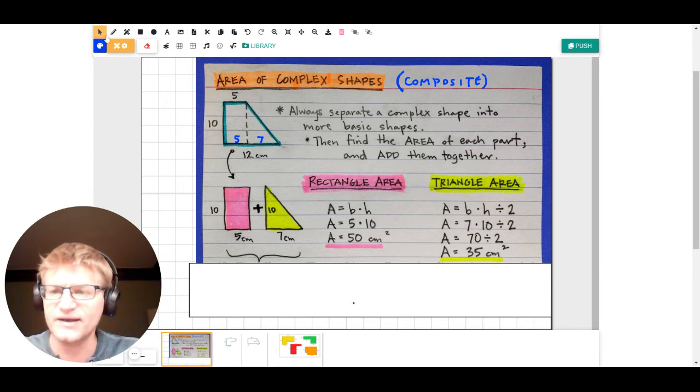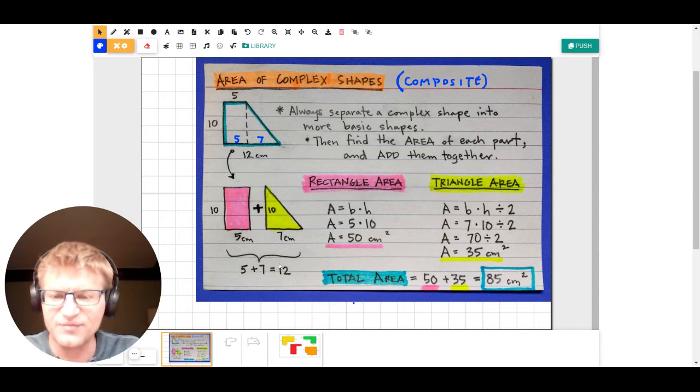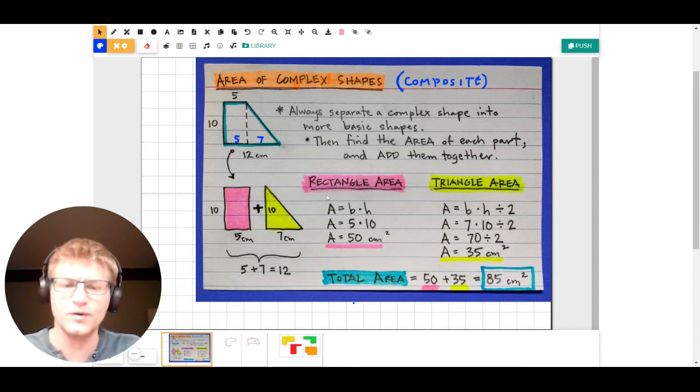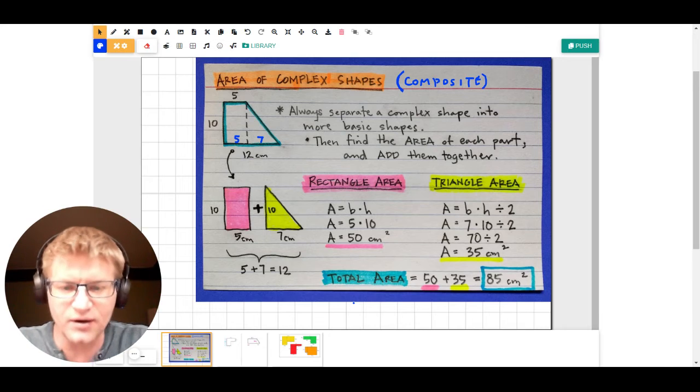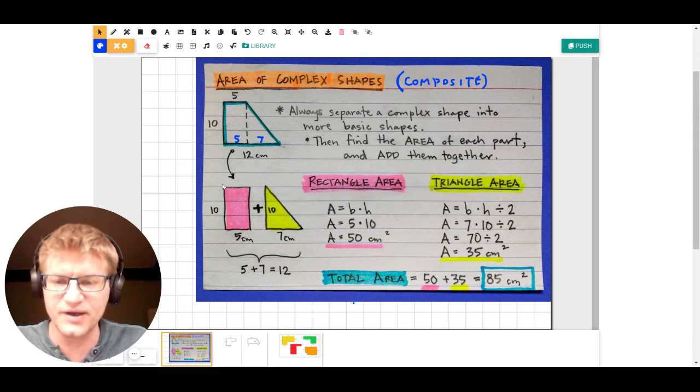Oh, I'm sorry. That's what I did down here with this thing at the bottom, is I showed that this 5 plus 7 equals 12, right? Just like I showed up there. So then what I do is I do the area of the rectangle. Area equals base times height. Area equals 5 times 10. That's for the rectangle, the pink one.